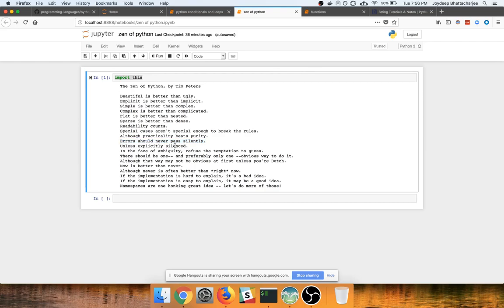Unless explicitly silenced. So this is similar to what we have here. Explicit is better than implicit. So you can silence your errors, but it needs to be stated explicitly that yes, I'm explicitly silencing this error. Right. Got it. In the face of ambiguity, refuse the temptation to guess, which means that whenever you don't understand, ask for help, ask someone, look it up on Google and so on.